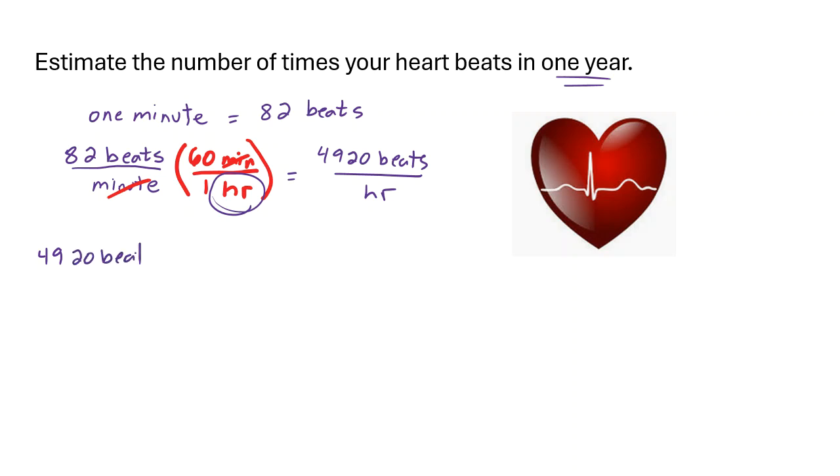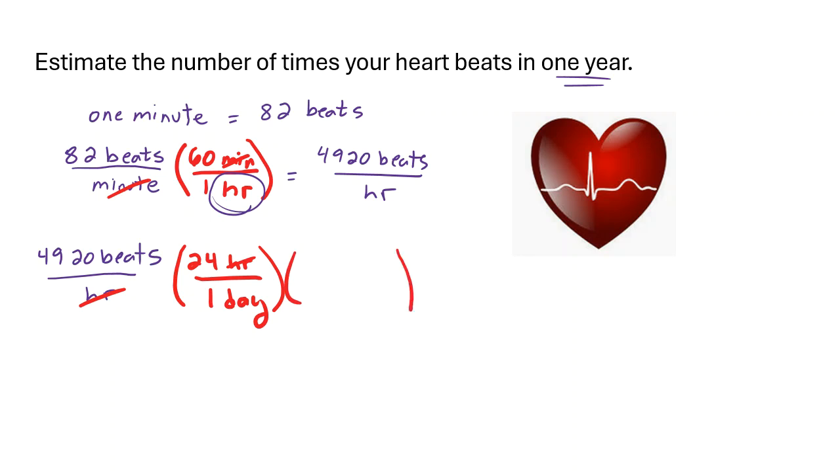Maybe we could do this all at once now, instead of one at a time. So we know that there are 24 hours in 1 day. So the hours will cancel and that'll get us to a day. And then we'll just say this isn't a leap year and we'll say there's 365 days in 1 year. The days are going to cancel. So now for my units of measure, I'll be left with beats per year, which is exactly what I want.